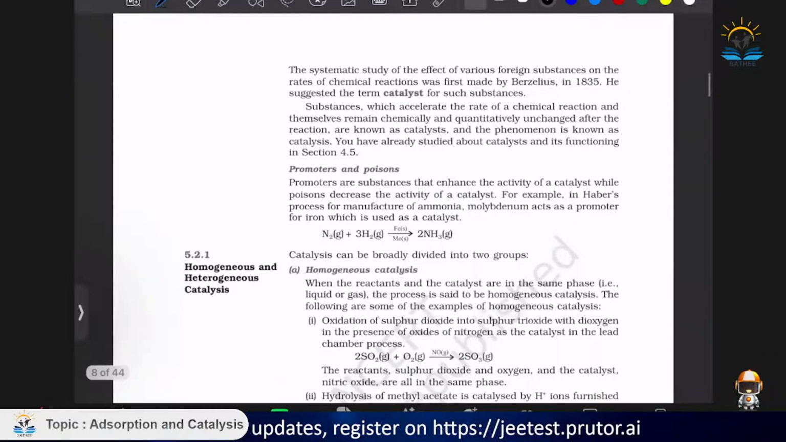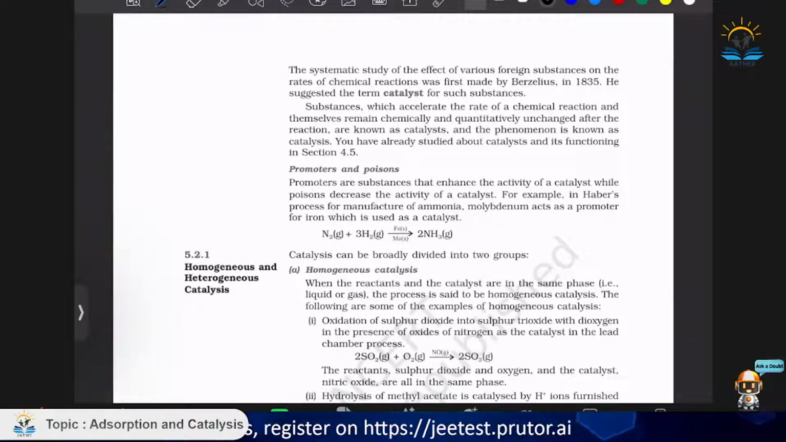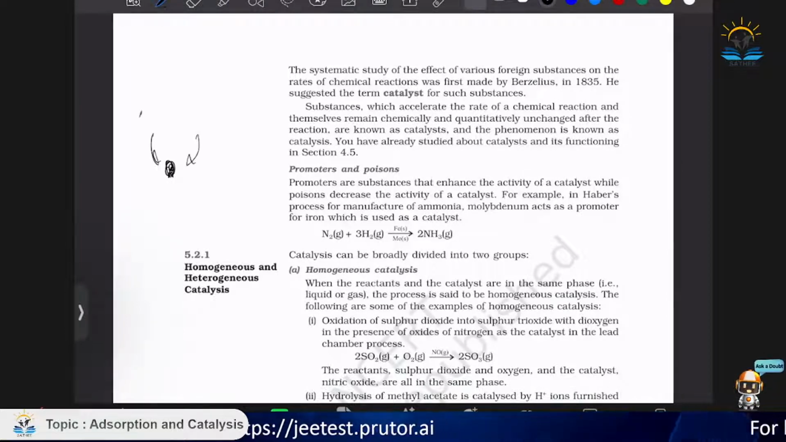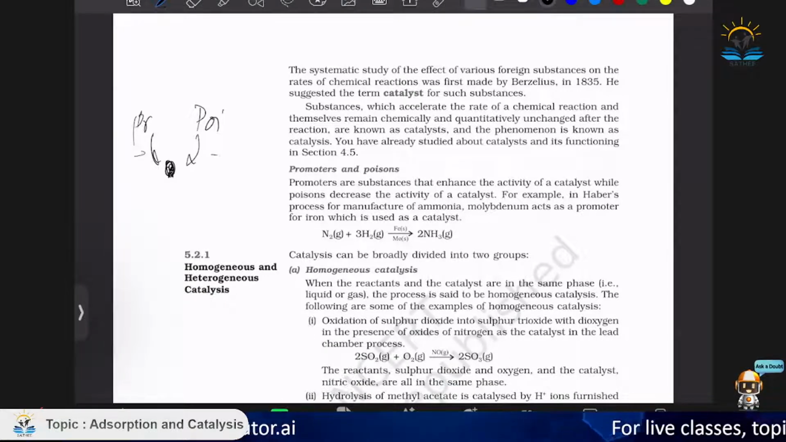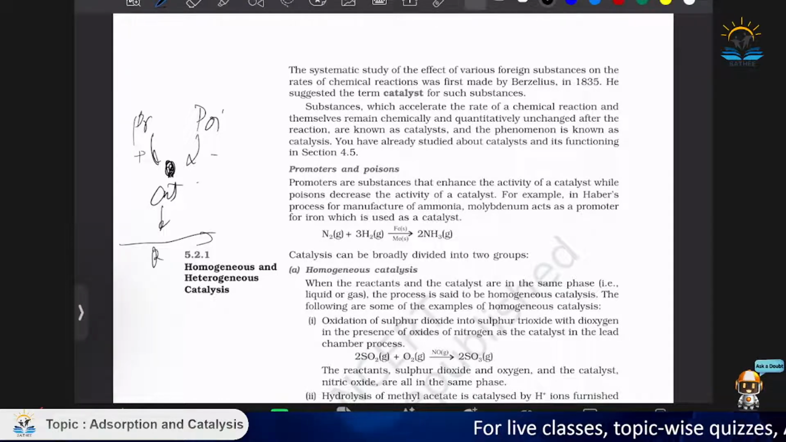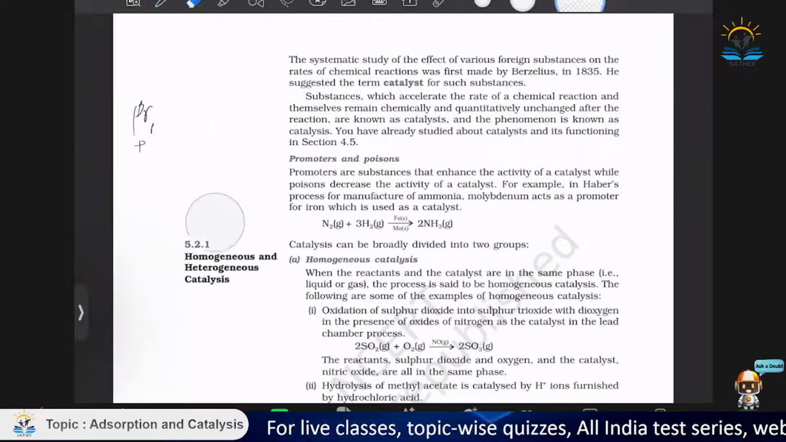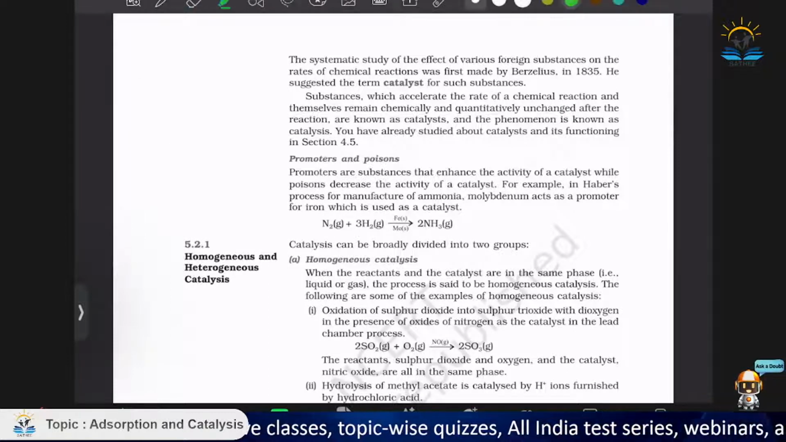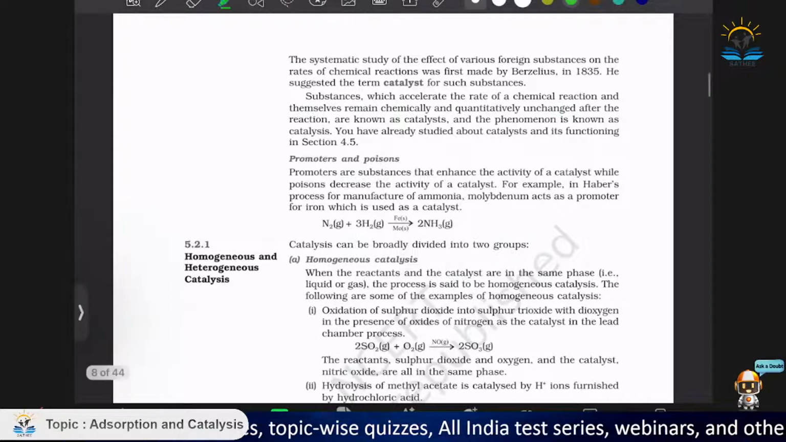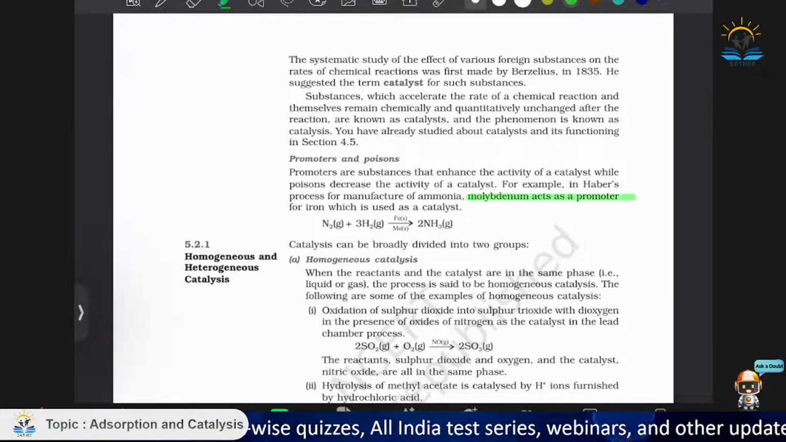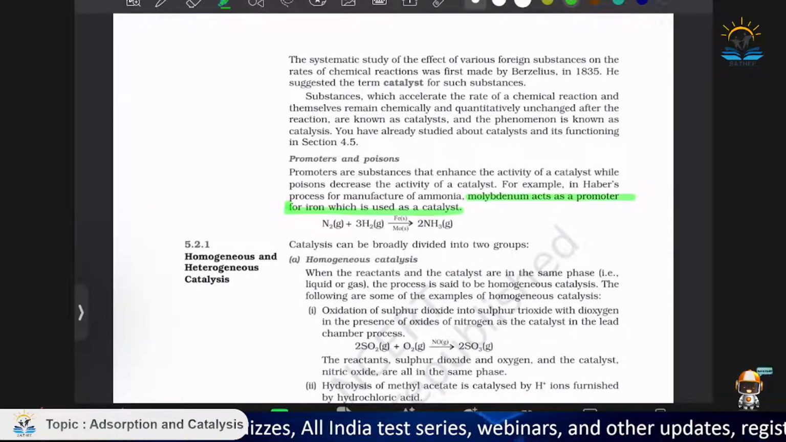We will just see the promoters and poisons. Okay, there are catalysts. Then there are promoters and poisons. So promoters and poisons are the ones which affect the catalyst, not the reaction. The catalyst affects the reaction. Promoters increase the function of the catalyst, poisons decrease the function of the catalyst. Examples have been given here. In Haber's process for manufacturing ammonia, molybdenum acts as a promoter of iron, which is used as a catalyst.